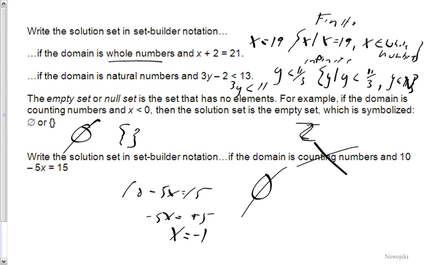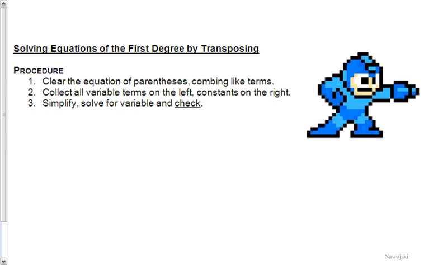All right, continue onward. We still have some other examples we want to look at. Solving equations in first degree by transposing. These are just some basic solvings. There's going to be some set builder notation in here. Clean the equation of parentheses, combine like terms, collect all the variables on one side, from on the left, constants on the right. That doesn't matter because of the symmetric property. And simplify, solve, and check.